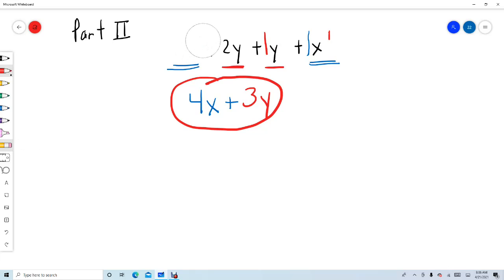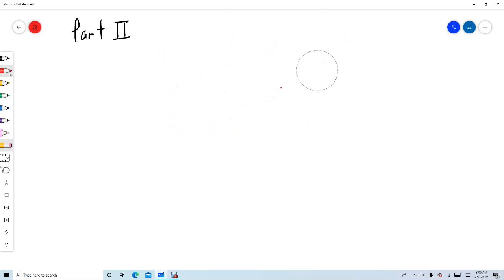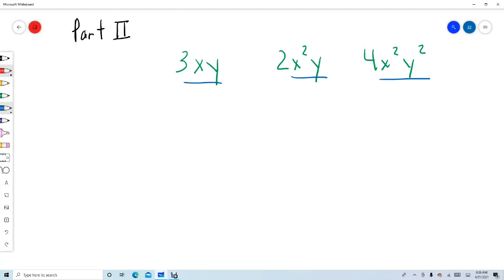In this lesson, it's the same idea, but our expressions get more complicated. So you might see something like 3xy, or 2x squared y, or 4x squared y squared. These are all unlike terms. None of these could be added together.